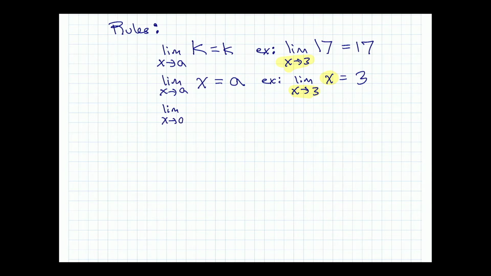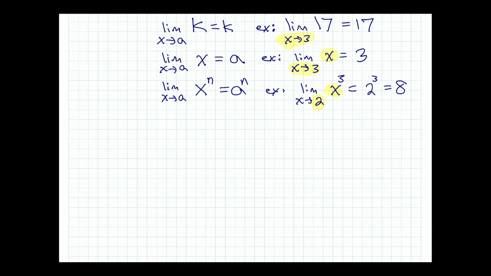So like if you have the limit as x goes to a of x to the n, that's just a to the n. What's that look like? Example is x goes to, let's do a 2 this time just because, of x to the 3. What would you do? Well, basically you just take this 2 and you replace the x with the 2. And you would get 2 to the 3 and you would get 8. Okay? Now, what else can we do? I think a few more.